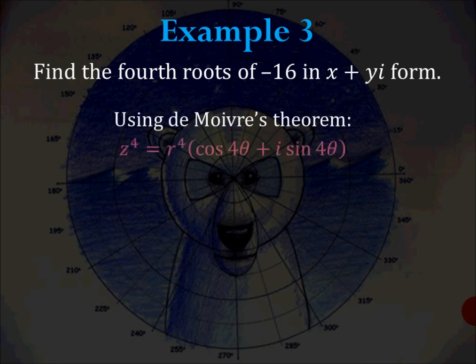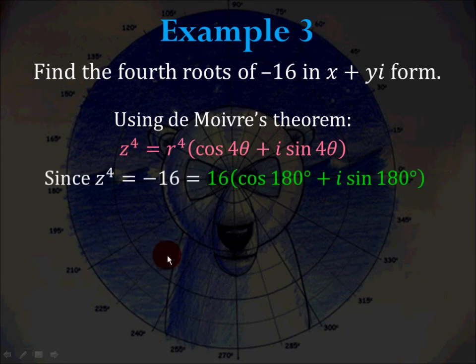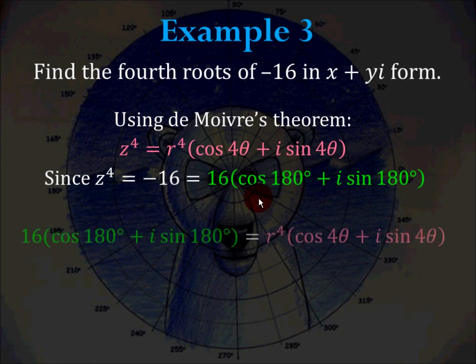Now, let's call z one of the fourth roots of negative 16, which means z to the fourth equals r to the fourth cosine 4 theta plus i sine 4 theta. We're using de Moivre's theorem and changing the n to a 4. If z to the fourth is negative 16, that means z to the fourth also has to equal 16 cosine 180 plus i sine 180. So now we set the two equations equal to each other.